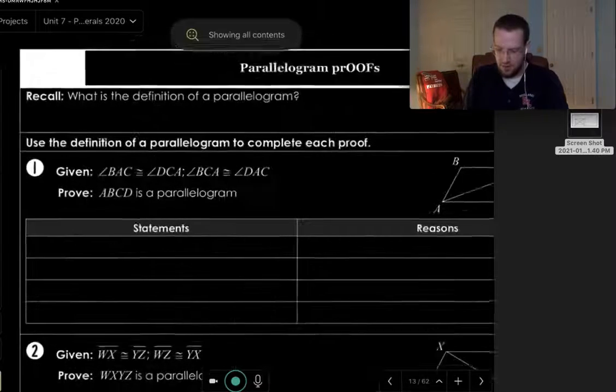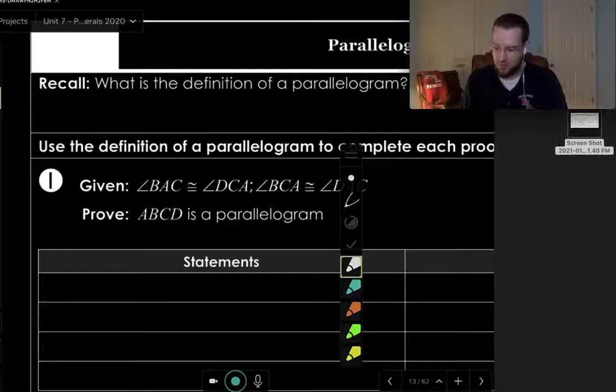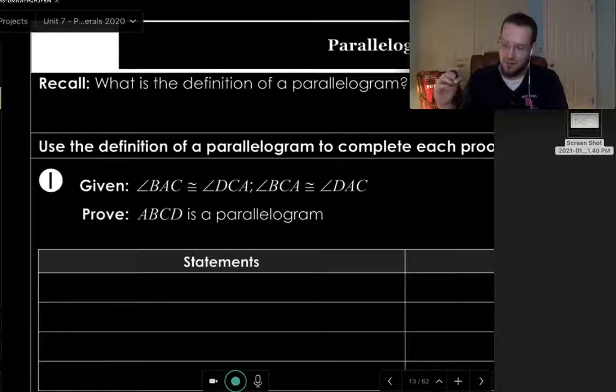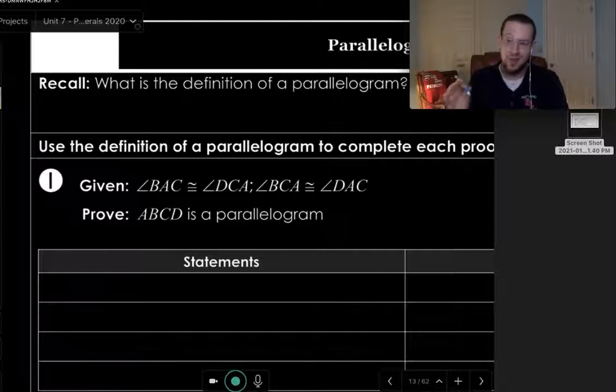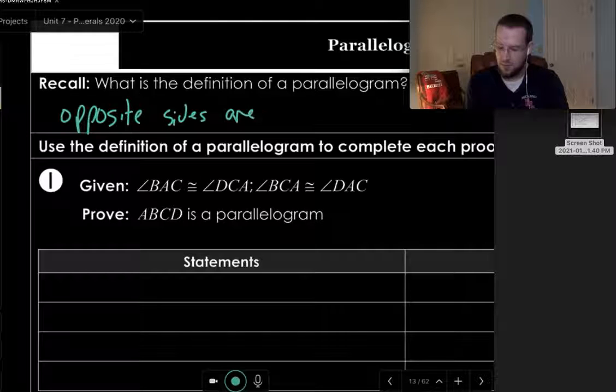Things to consider. Parallelograms have several features, of which we just looked at four of them pretty in depth. However, I think the defining feature that we are going to use for this lesson, for today, is the fact that opposite sides are parallel. Hence the name, parallelogram.